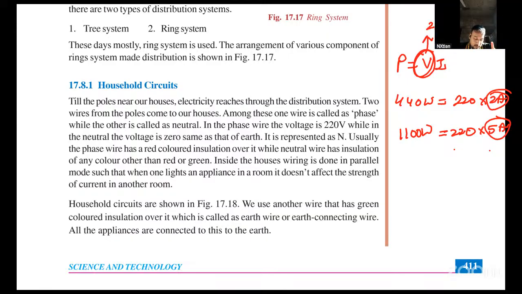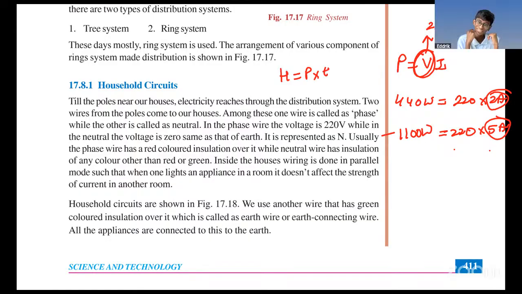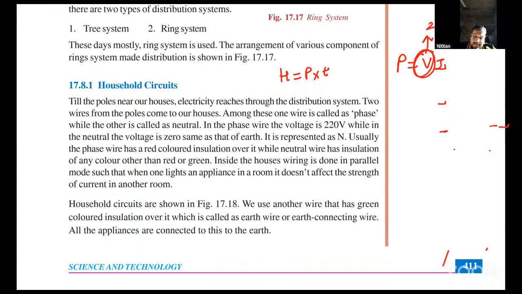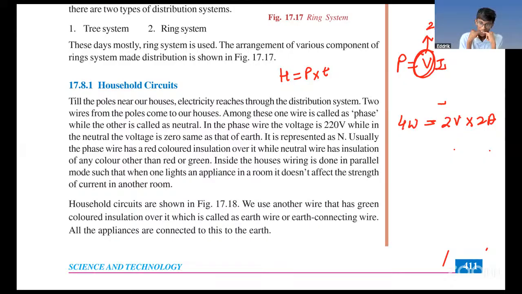But what I'm trying to say is, we know that H is equal to power into time. For example, when 2 ampere current is there and the voltage is 2 volt, the power is 4 watt. Now I increase the volt by 10 times. It means the current will also increase by 10 times, because in Ohm's law V is equal to IR. So 2 volt becomes 20 volt, and if the current is the same, then the power will become 40 watt.